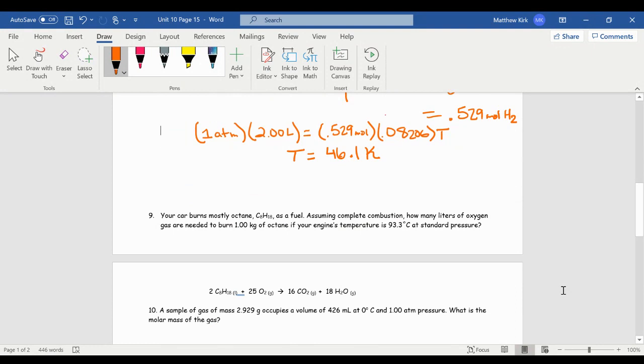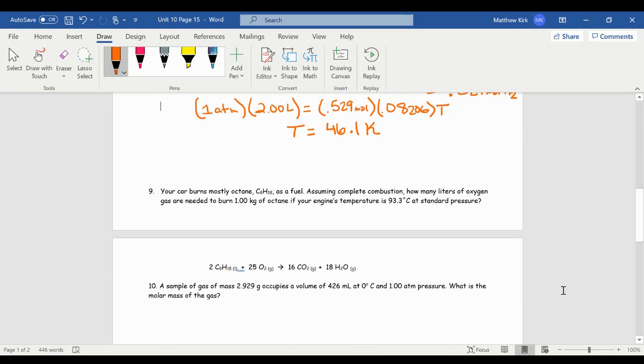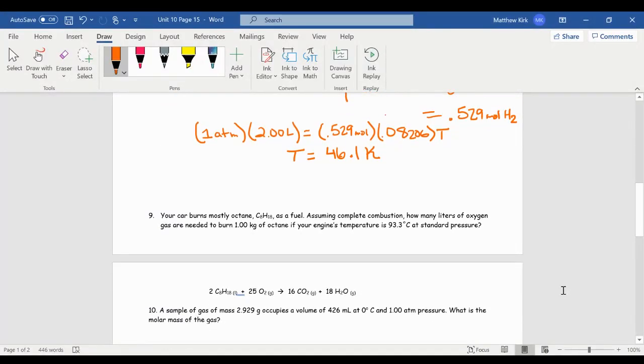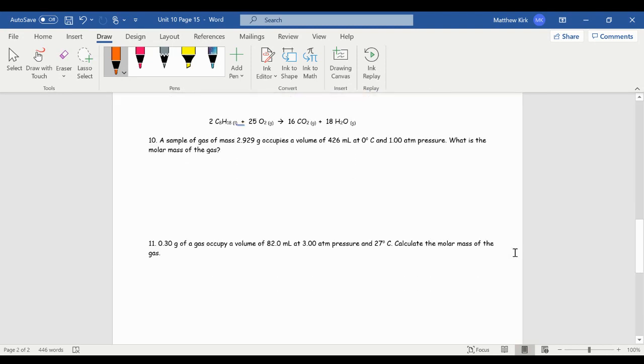All right, a little more help with number 9. It's going to be another stoichiometry, then into PV equals nRT. A little hint here that 1 kilogram, that's the same as 1,000 grams of octane. That is going to be your given. I would take 1,000 grams of octane and change it to probably moles of O2, and then into PV equals nRT. And then let me talk about number 10.